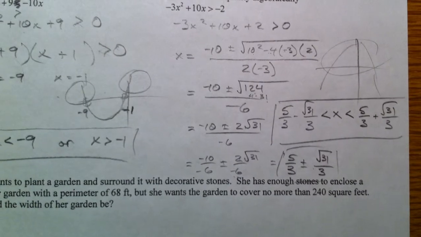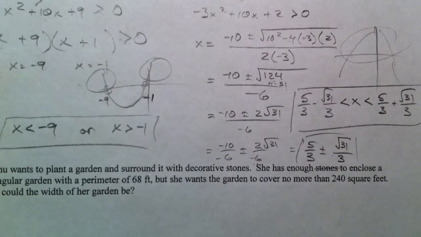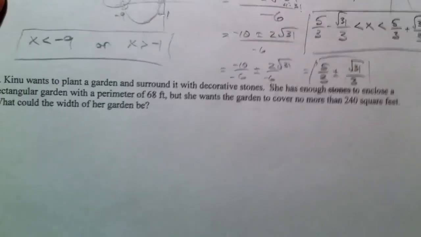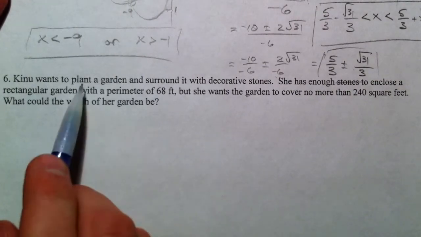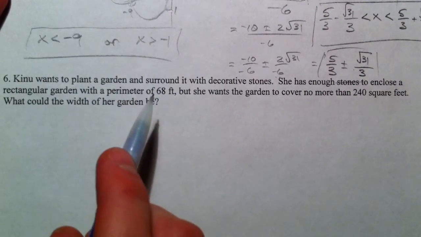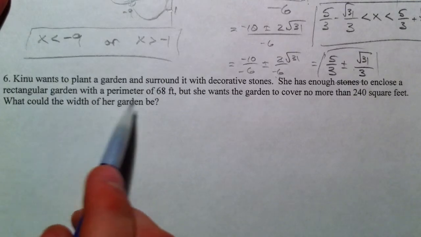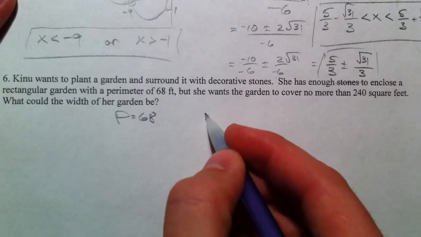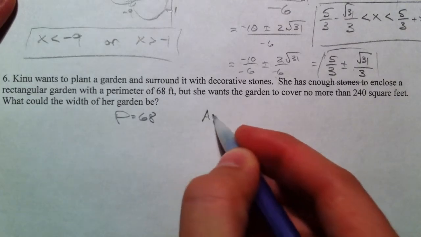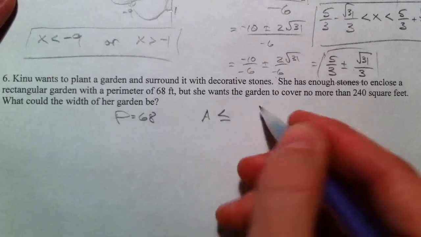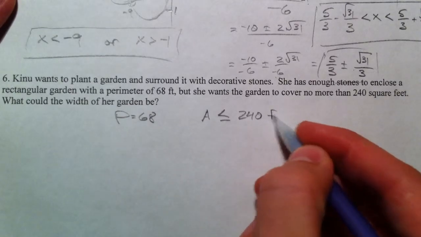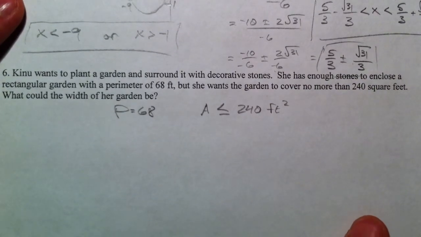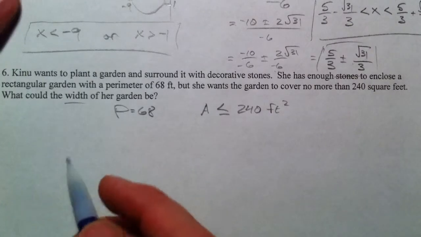So let's plant a garden. A little story problem. See how this is acting as a nice review for everything that we've done. Kina wants to plant a garden and surround it with decorative stones. She has enough stones to enclose a rectangular garden with a perimeter of 68, but she wants the garden to cover no more than 240 square feet. So we want the area to be less than or equal to 240 square feet. She doesn't want it taking up too much of the yard. So, what could the width of our garden be?